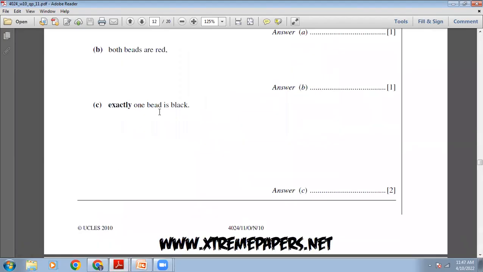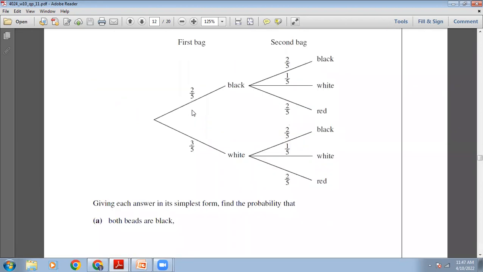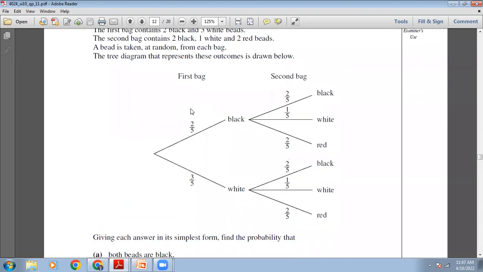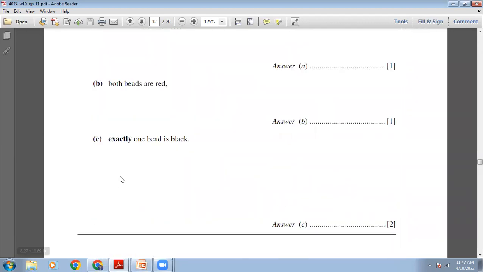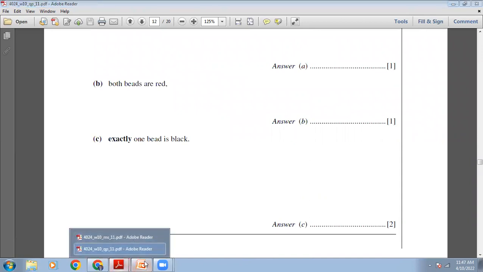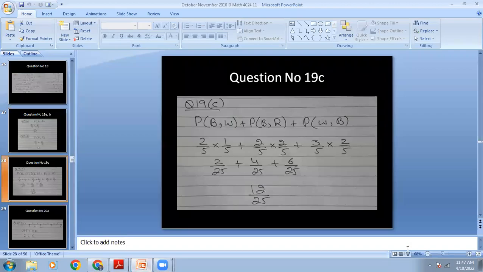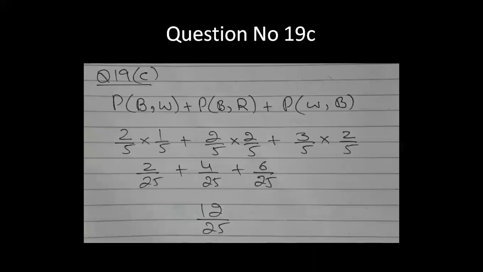Okay. Now the next question. Exactly 1 bead is black. So black, white, black, red, white, black. These are the 3 which satisfy that statement.